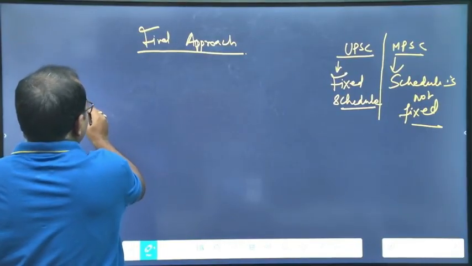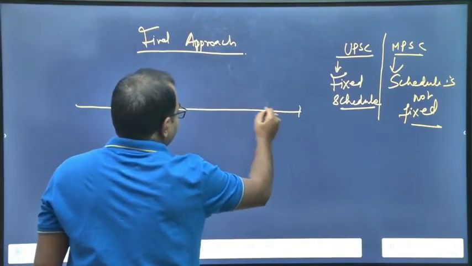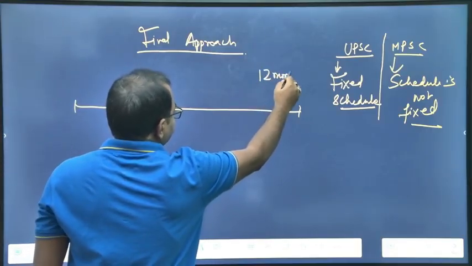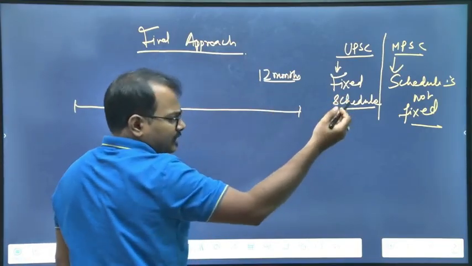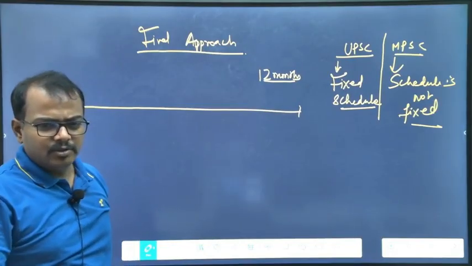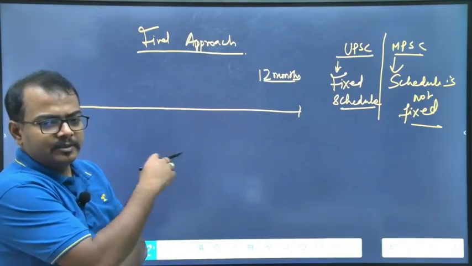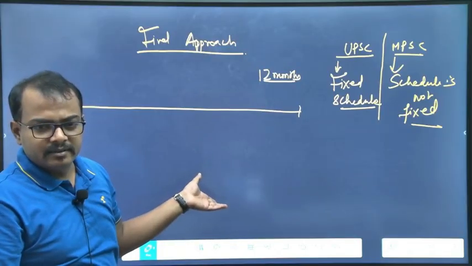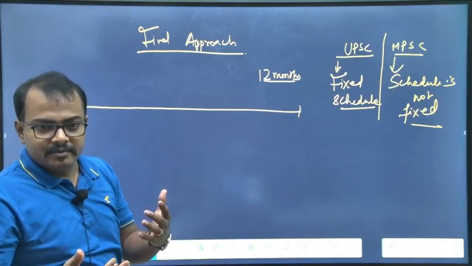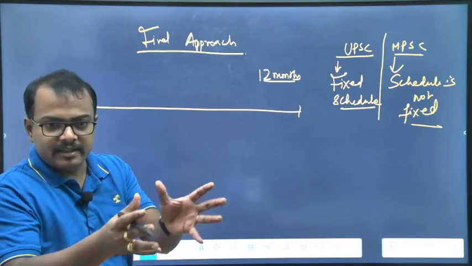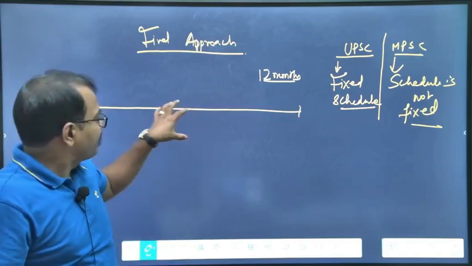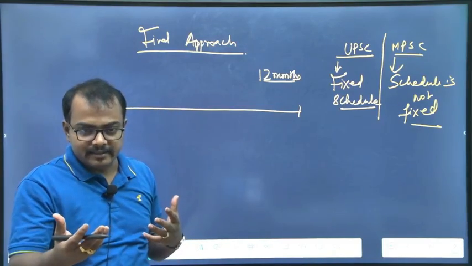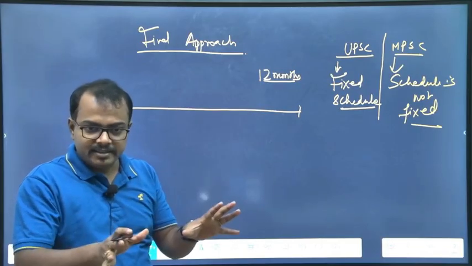So the final approach is, let's say we have 12 months, roughly. I don't know when they will put the notification in between. Suppose we studied for 3 months and then there is a notification. So we will get disturbed, because now we are in a hurry to start in a different manner, because even if you have studied for 3 months, you will try to appear in that exam. So you will get disturbed.